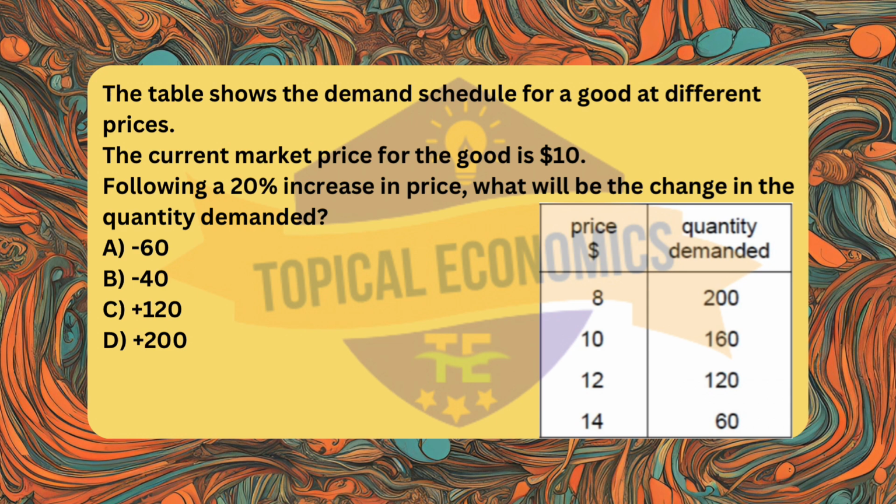The current market price is $10. A 20% increase means the new price will be, new price equals 10 plus 10 by 0.20, equals 10 plus 2 equals 12. Now, at a price of $10, the quantity demanded is 160, from the table. At a price of $12, the quantity demanded is 120, from the table. The change in quantity demanded equals 160 minus 120 equals 40. Therefore, the quantity demanded decreases by 40 units following the 20% price increase.